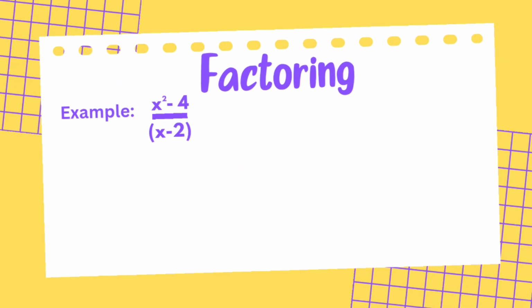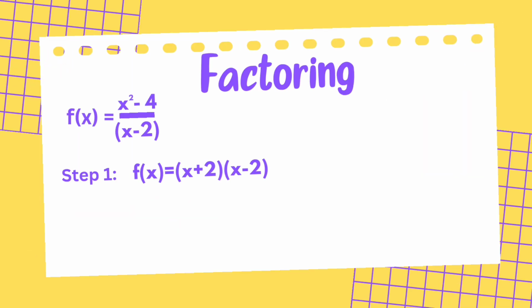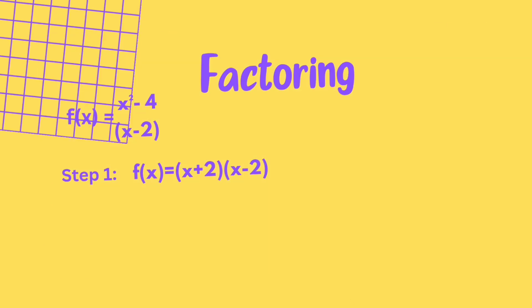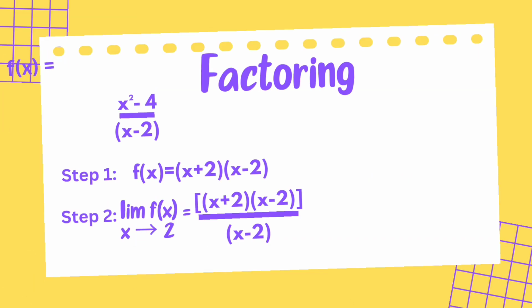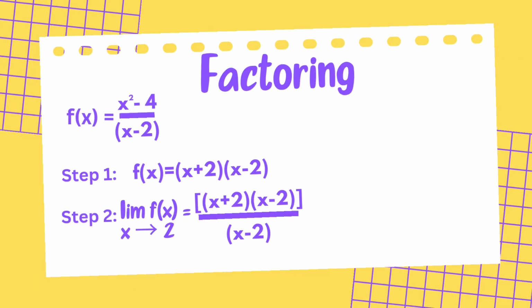Let's find the limit of the function x squared minus 4 over x minus 2 by using the factoring method. First thing you need to do is to factor the equation. The function f of x is equal to x plus 2 times x minus 2. After factoring, we will now rewrite it to get the limit of the equation. Now that we rewrite it, we can simplify the expression.